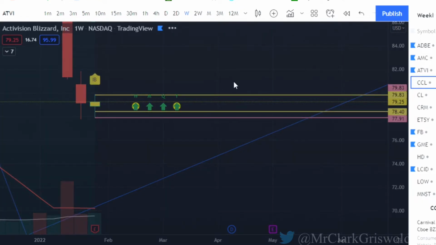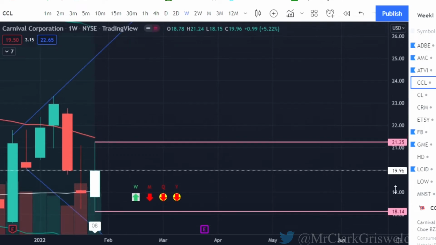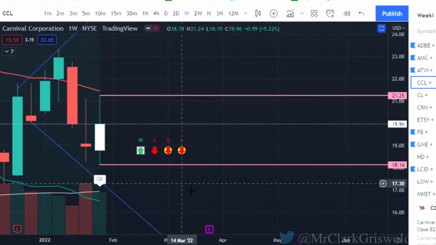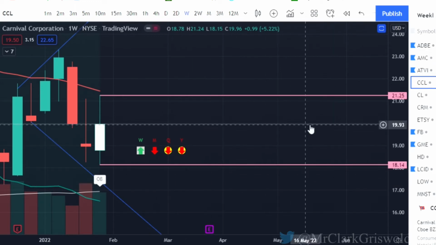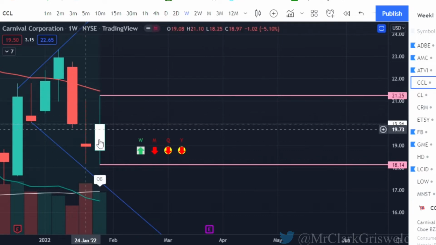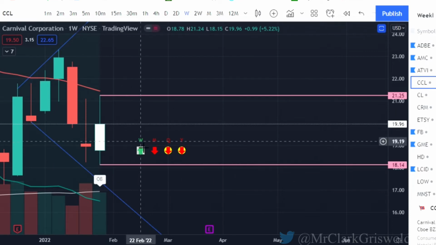Next up, CCL, Carnival Corporation. We have an outside bar. We'd be looking for calls at 21.25, puts at $18.14 with that outside bar. And again, if you're not familiar with it, on the Strat, this would be a 3-bar. And what we have is a 2 down followed by a 3. We're looking for either a 2 up or a 2 down here.